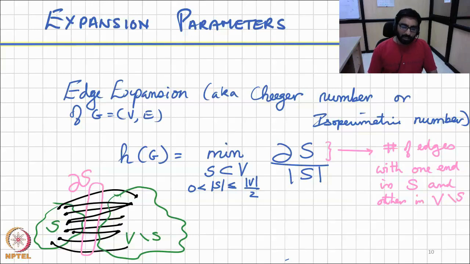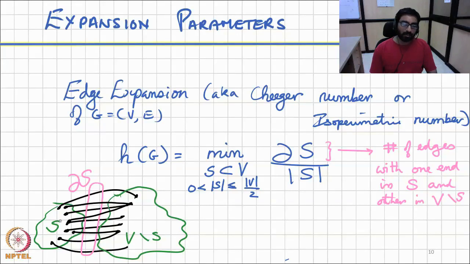So given this graph G, the edge expansion is as follows. To compute HG, you consider all the possible subsets of the vertex set of cardinality at most half the total number of vertices. And for each one of these subsets, we compute this ratio, the number of edges with one end in S and the other end in V minus S.